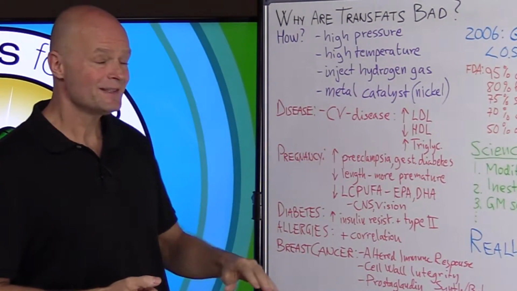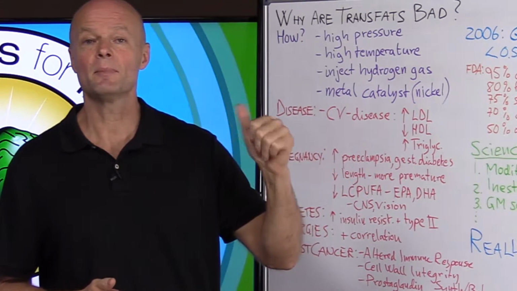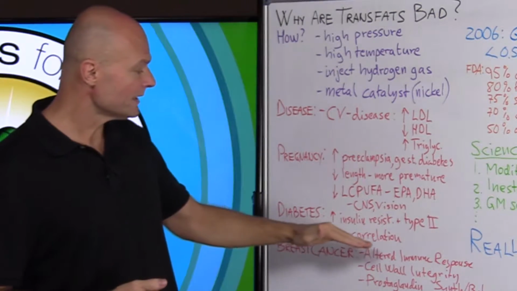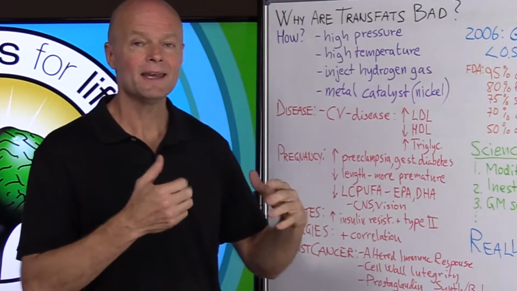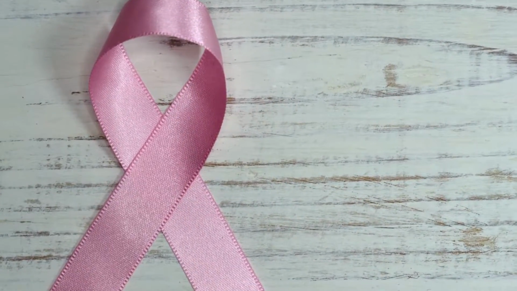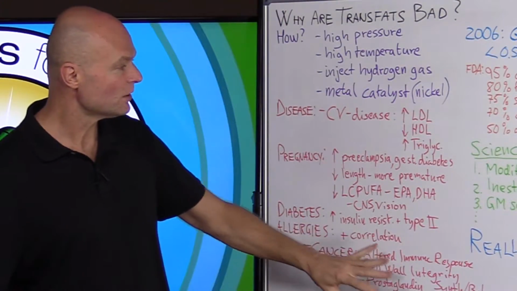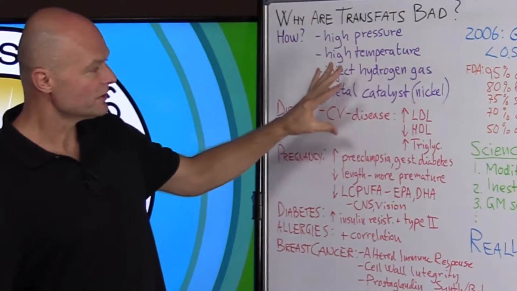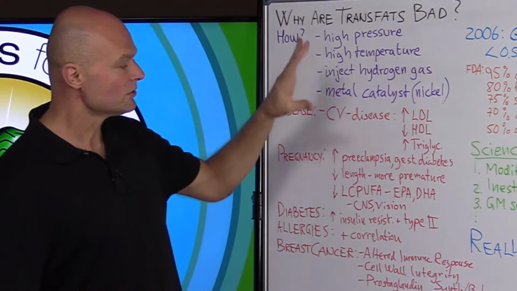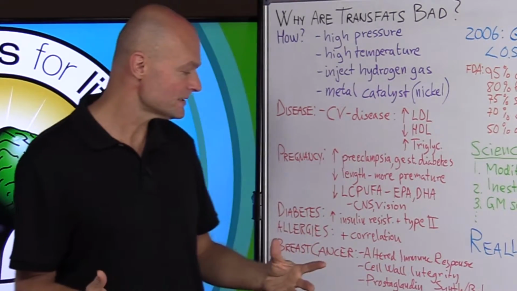It's been associated with diabetes. Trans fats increase insulin resistance and thereby type 2 diabetes. It's been correlated to increased allergies and also to breast cancer. And it does this by 3 different mechanisms that influence all of the others combined. So there's a lot of overlap. These are not separate conditions. Trans fats interfere with the body in its most fundamental mechanisms.